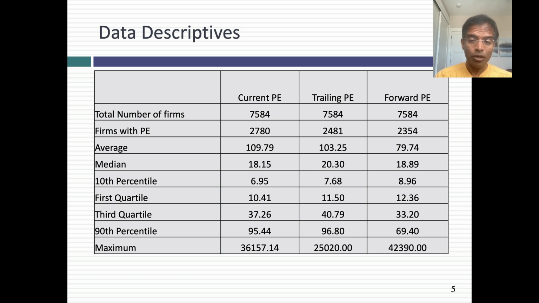Same thing with trailing PE. If the earnings were negative, I threw them out. With forward PE, I had to throw out not just companies with negative forward earnings, but also companies where I couldn't get that forecast, because somebody's got to make that forecast. The bottom line is, I'm losing almost two-thirds of my sample, no matter which measure of PE ratio I use. And you're saying, what's the big deal?